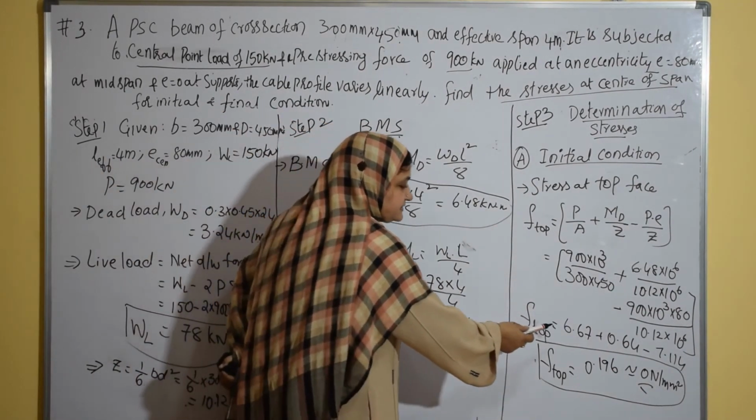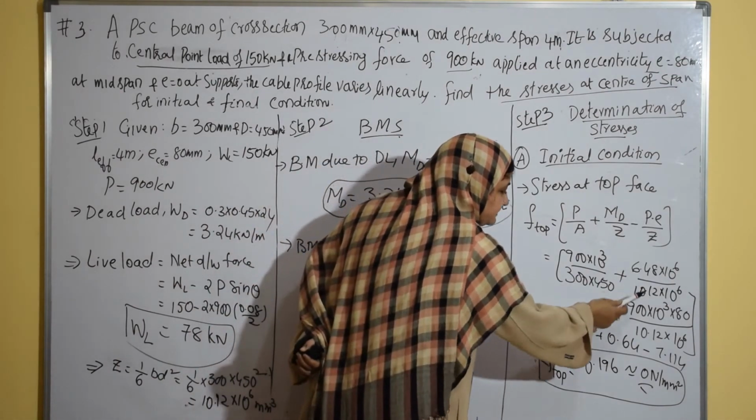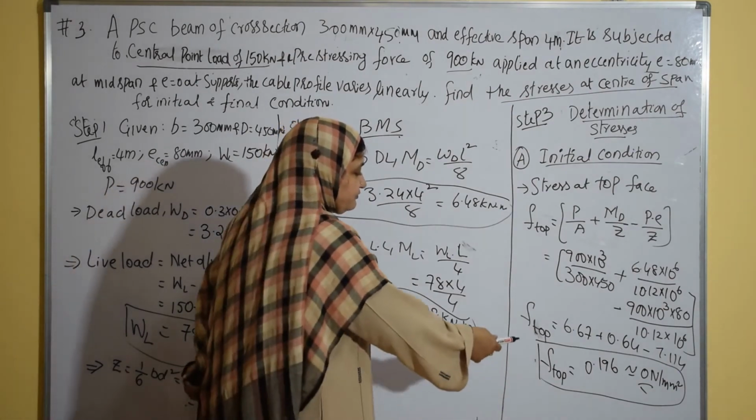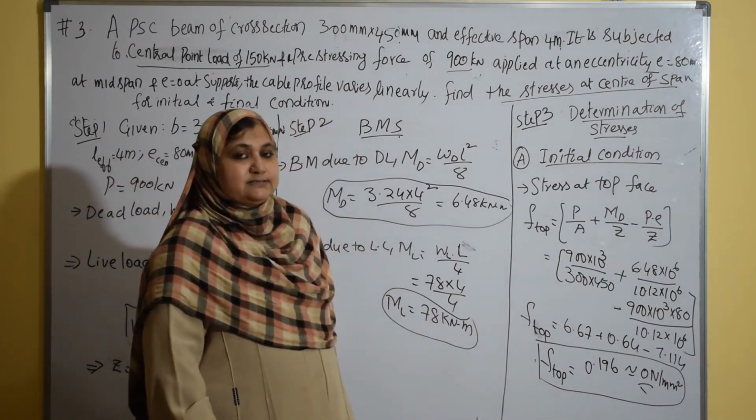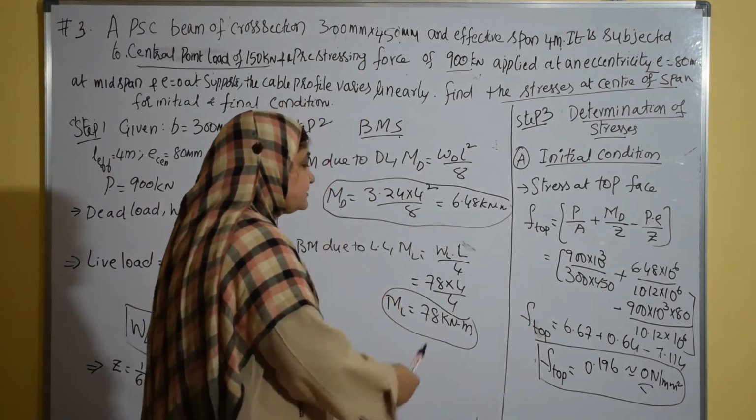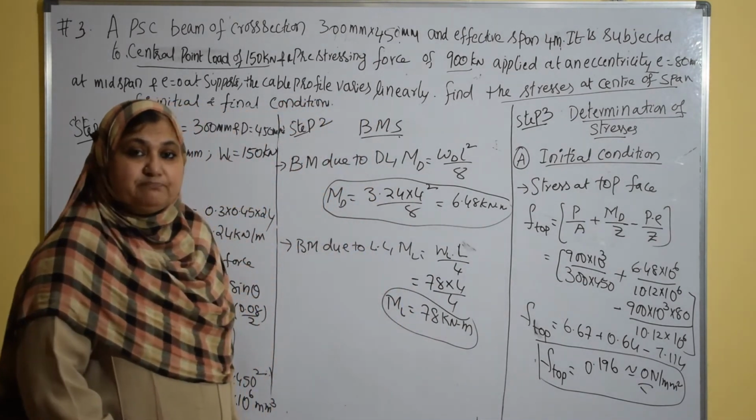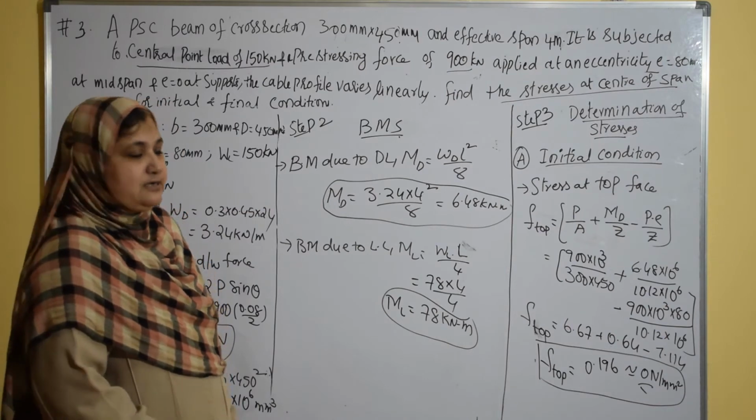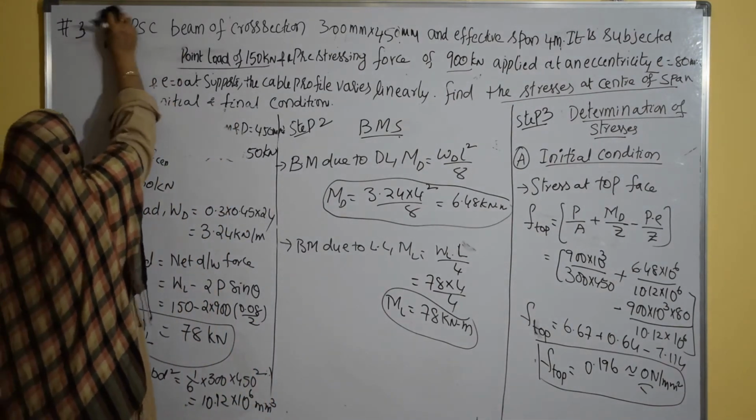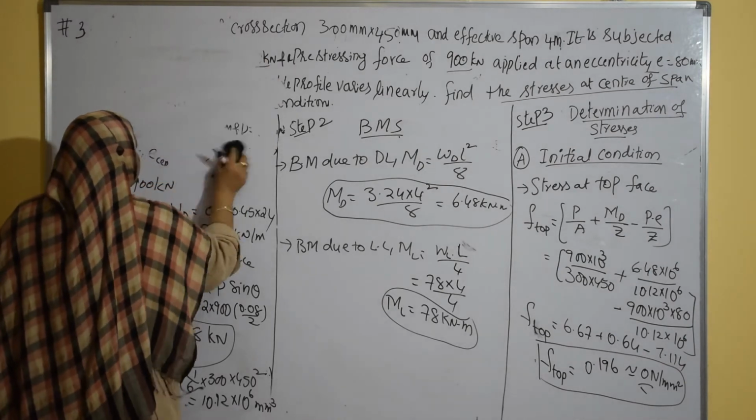So you got 6.67 as P by A, MD by Z is 0.64. You can see in the calculators. Okay? So we got 0.196, almost 0 Newton per mm square. This is the stress at the top face of the beam before the application of live load. Okay? So now let us see the stress. I will erase the question also. We don't require it.